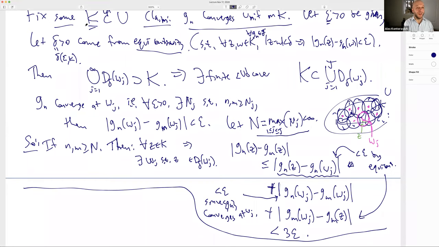We have one more thing to do because we're not quite done. We did this for a fixed compact set, and we want to make one sequence gn that will converge on any compact set. We made a sequence gn and proved that it converges on this compact set. But we want one gn that will converge on all compact sets. Let's take 5 minutes. That'll give us a chance to review this argument as well and come back slightly refreshed.